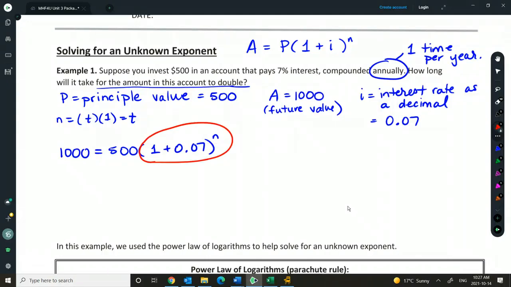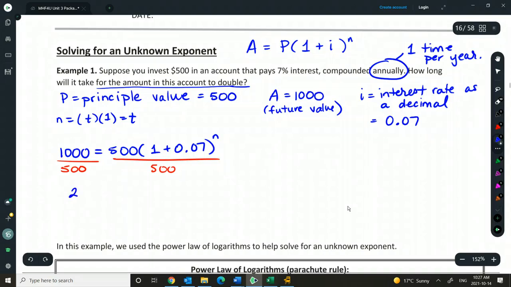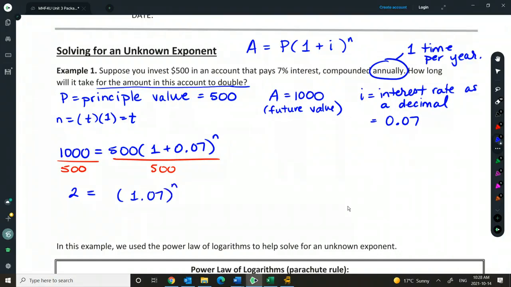So in order to start questions like these, we need to make sure any other values are moved over to the other side. So in this case, we will divide out 500 to start. And I'm also just going to add the 1 and the 0.07, so it'll be 1.07 to the exponent n. Now that the base and the exponent are isolated on one side, it's hard to figure out what that exponent might be. I'd have to do a lot of guessing and checking here. That would be tough. Log is what helps us with that.